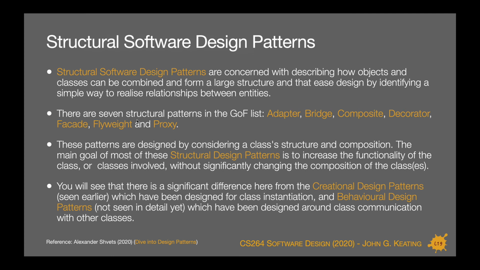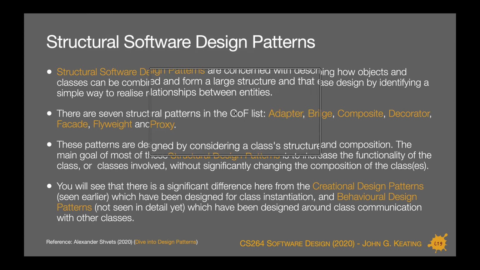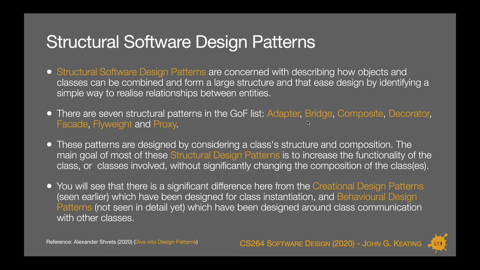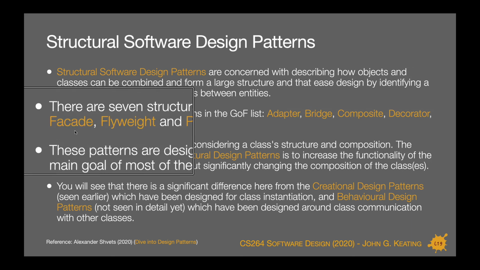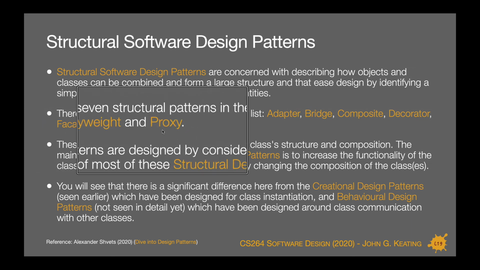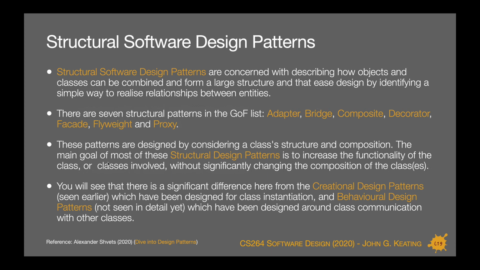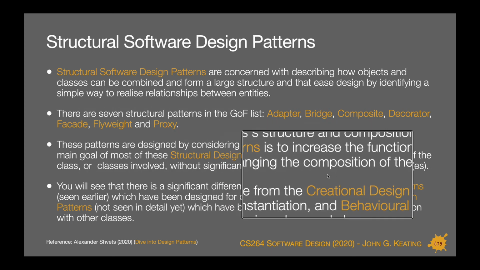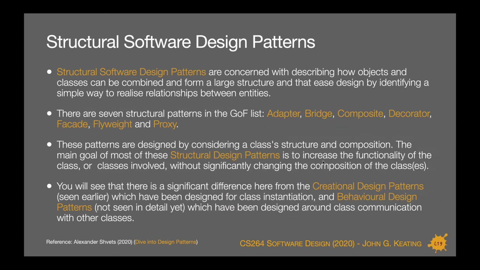There are 7 structural design patterns in the Gang of 4 list. Adapter, which we'll see in this lecture. Bridge, which we'll see in the next lecture. Composite, decorator, facade, flyweight, and proxy. Okay? And all of these patterns are designed by considering a class's structure and composition. Okay? The main goal of these structural design patterns is to increase the functionality of the class or the classes involved without significantly changing the composition of the class or classes.